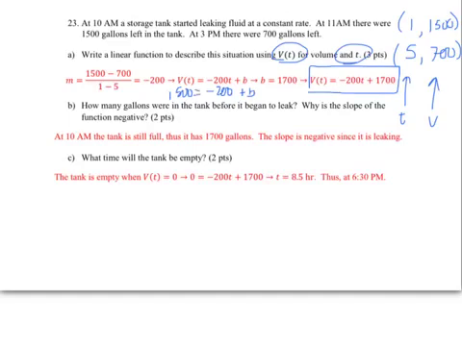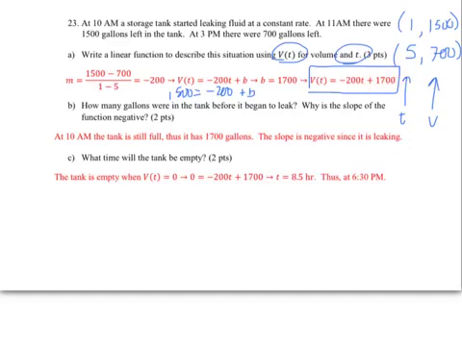Next, how many gallons were in the tank before it began to leak? Well, that's really asking us, what is the y-intercept? So in this problem, at 10 a.m. the tank is still full, thus it has 1,700 gallons before it began to leak. Well, what is the starting value? Remember, starting value is the y-intercept.